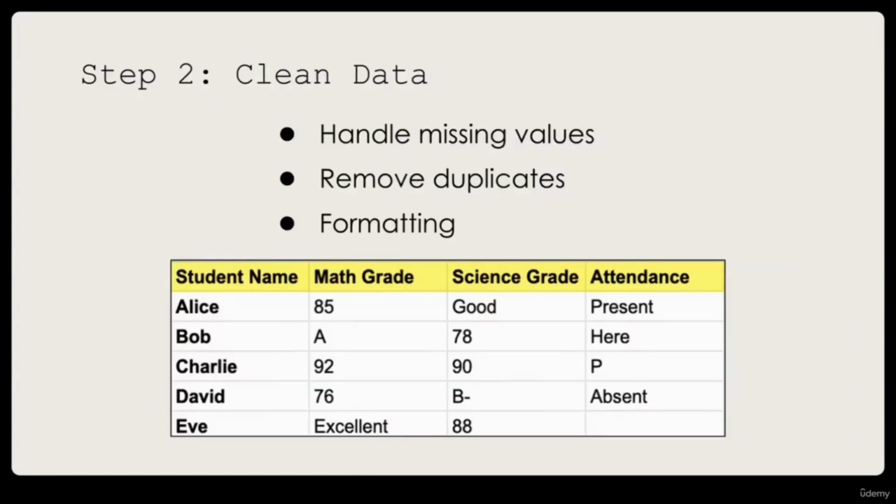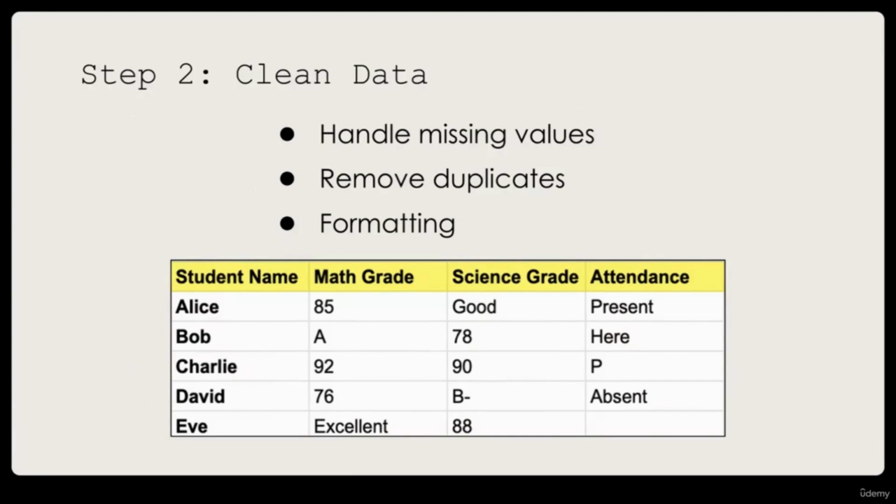Now, step 2 in the data science process is cleaning data, meaning handling missing values, removing any duplicates, and fixing formatting. Now let's look at this table right here. This is data on students and their math and science grades and attendance. Now if we look at the math and science areas over here, we can see that the data is, obviously, their grades. But what else do we notice?